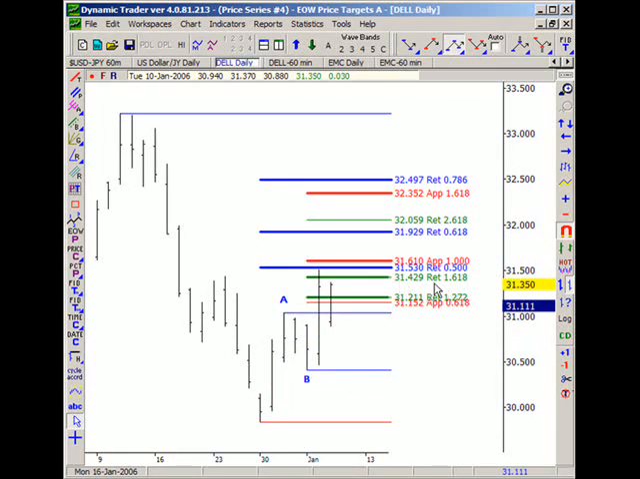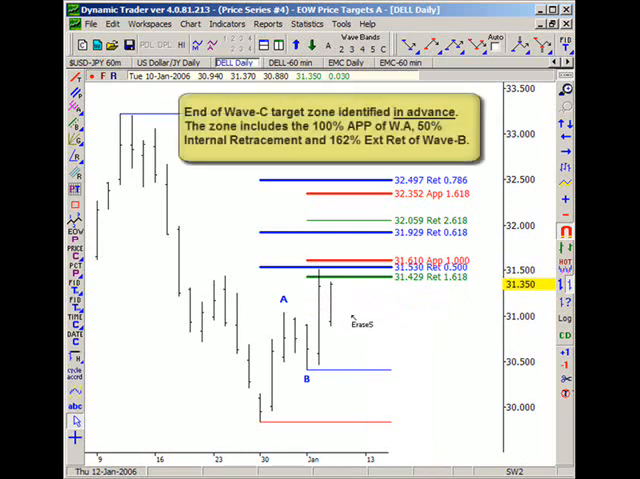We have the zone that has the 162% external retracement of B. That's the green line. The 50% retracement of the entire range. And then the 100% alternate price projection of A, projected from B. So that is our high probability target zone for a wave C.